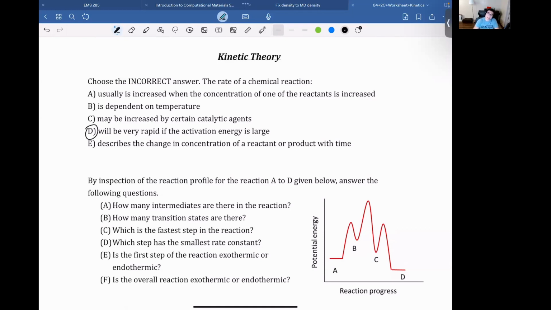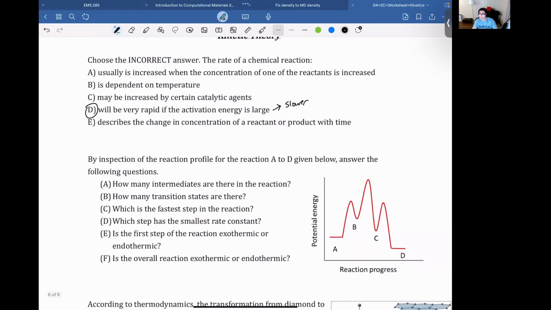D, it says will be very rapid if the activation energy is large. That's incorrect. If the activation energy is large, this is going to be slower. Larger activation energy means slower rate of reaction, right? You need a higher amount of energy to just get the reaction going. And then E says describes the change in the concentration of a reactant or product with time. That's true. So it's just D in this one. Large activation energy, slower reaction.